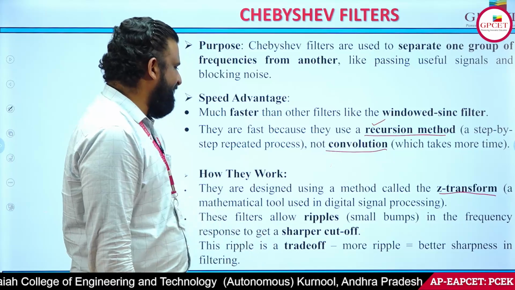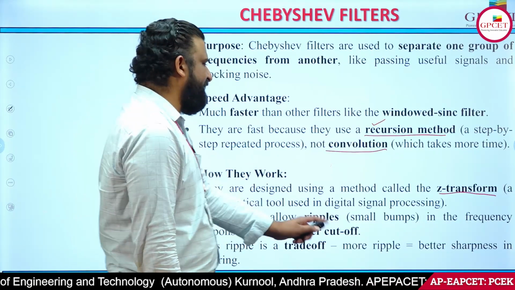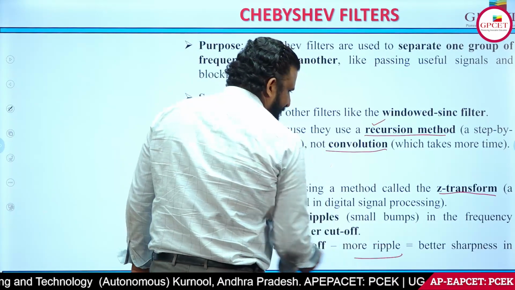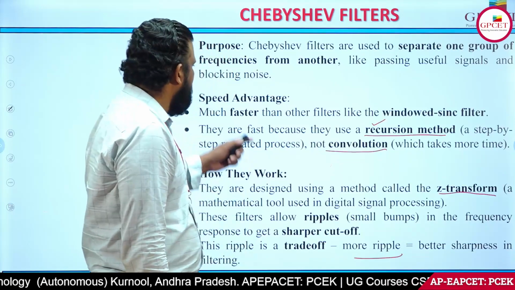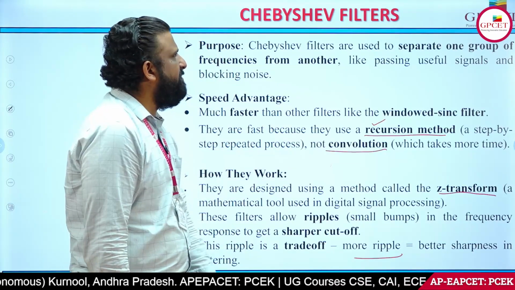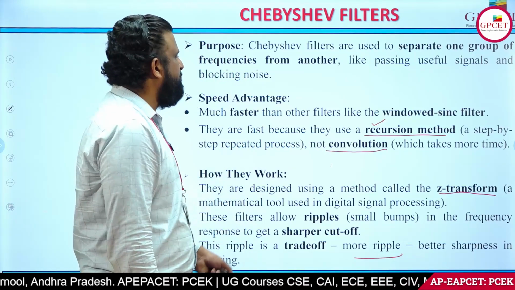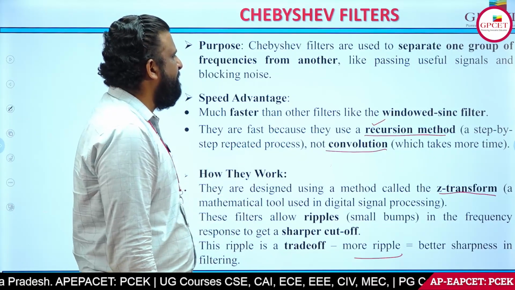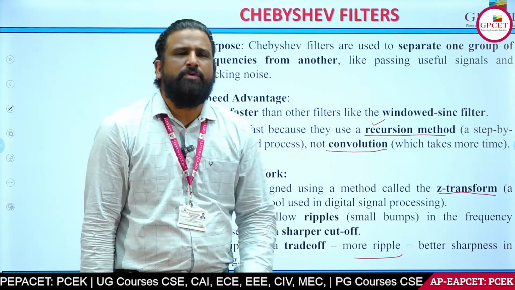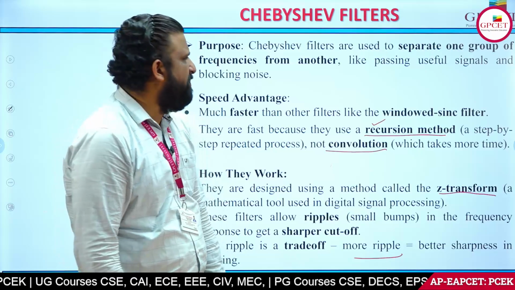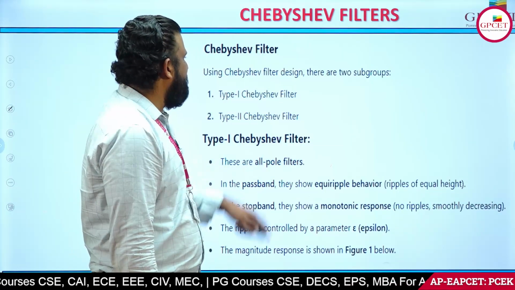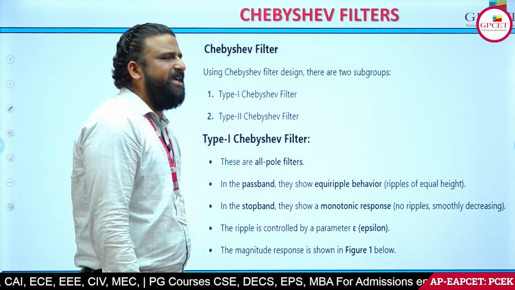So this ripple is a trade-off. More ripple is equal to better sharpness. More ripple, better sharpness of the signal. So these are some small introductions related to the Chebyshev filter. Depending upon this introduction, let me see the types of Chebyshev filters. We have two types of Chebyshev filters, that is type 1 Chebyshev filter and type 2 Chebyshev filter.